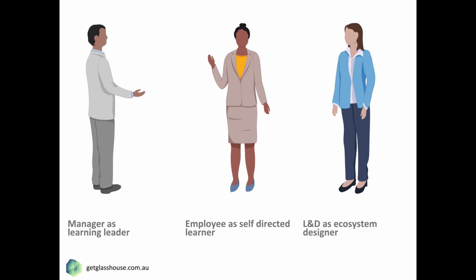The 70-20-10 learning model means changes for everyone that's involved in learning. For L&D people, it means becoming a learning ecosystem designer. For learners, it means becoming a whole lot more self-directed. And for managers, it means becoming a learning leader as a primary part of what their role is.